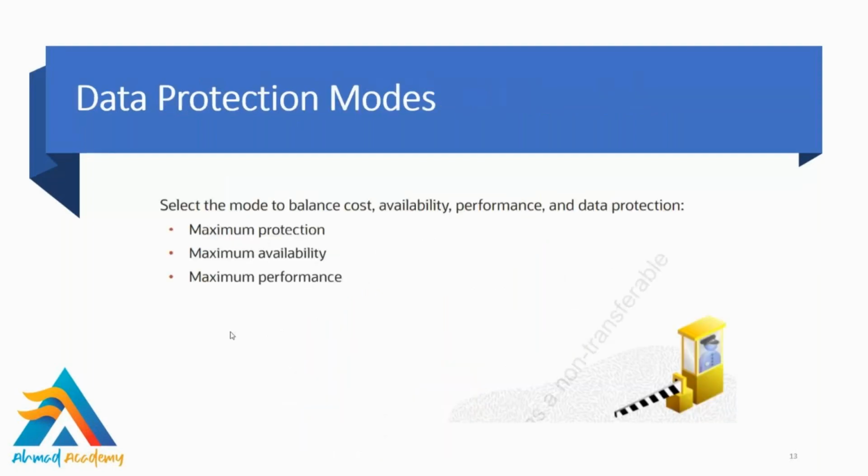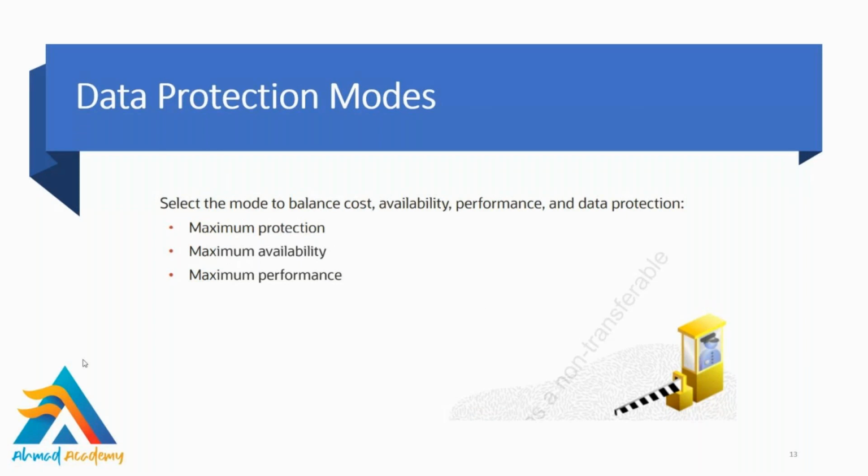And then data protection mode. As I said, we have three types of protection. One is maximum protection, second is maximum availability, and third one is maximum performance. Maximum performance is the default one, and if you want to convert it into maximum availability, you can do that by a command. If you want to convert to maximum protection, you can convert by one command into that protection mode. These things we will see in the session.